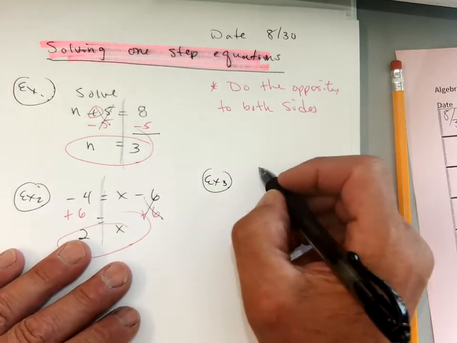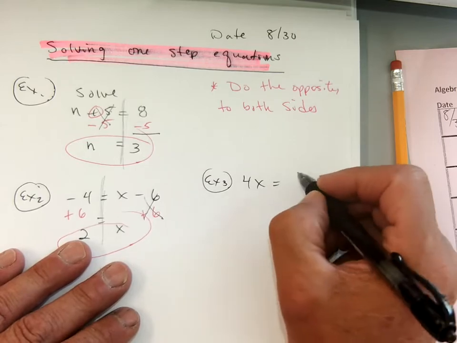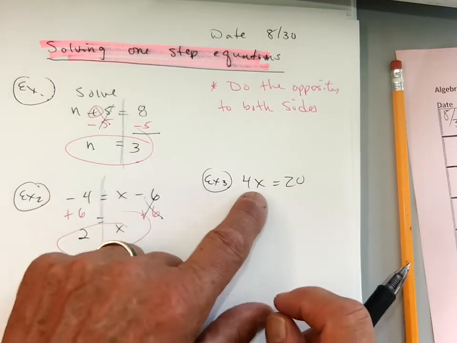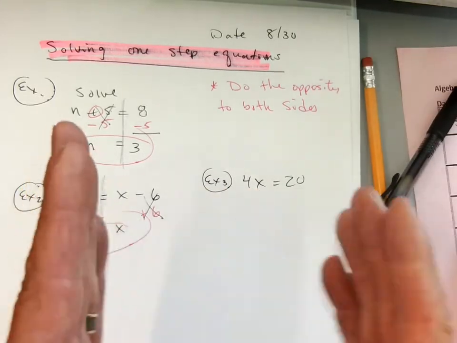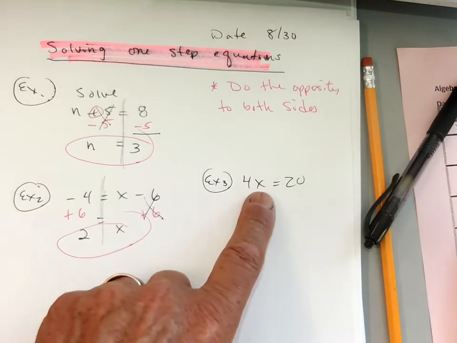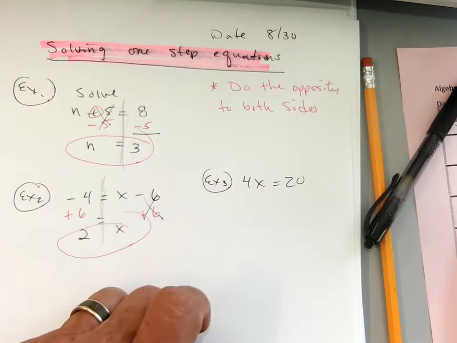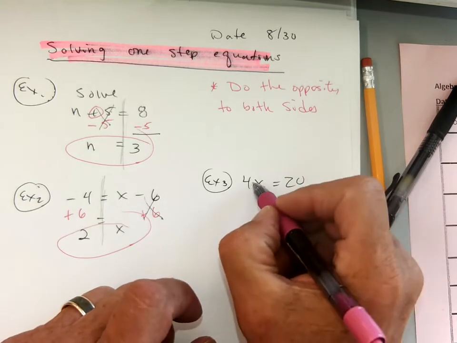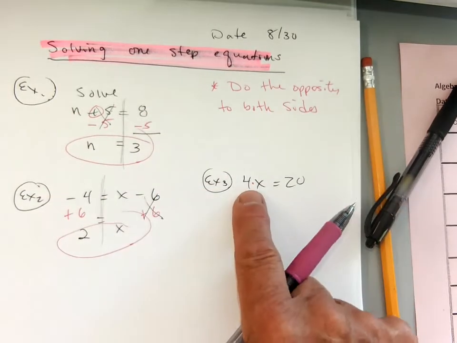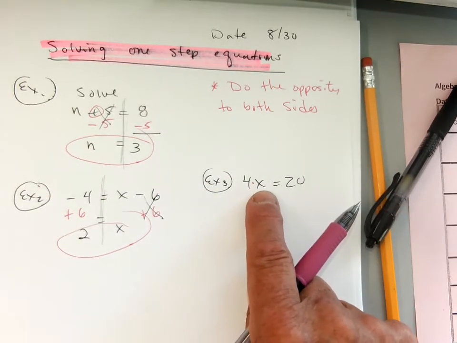Okay, example 3. Example 3 is a little bit different. I have 4x equals 20. Well, there's an invisible times sign. Anytime you have a number and a variable next to each other, it means times. There's an invisible times sign here you just don't see. So always do the opposite. The opposite of 4 times is going to be divide by 4.